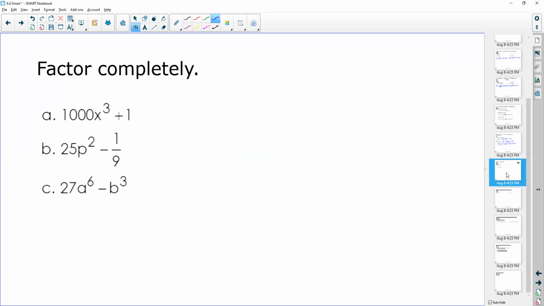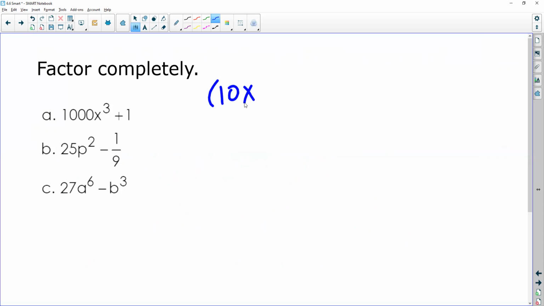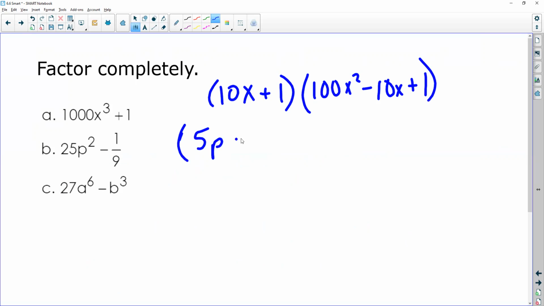You try these three, name what they are, and then write out the answers. Okay? First one should be a difference of cubes. So it should end up being 10x plus 1 times 100x squared minus 10x plus 1. The second one is a difference of squares. So it would be 5p minus 1/3, 5p plus 1/3.